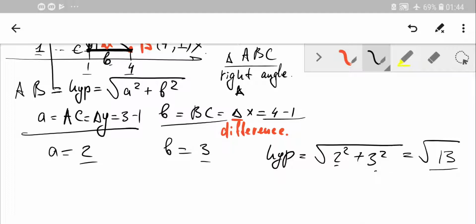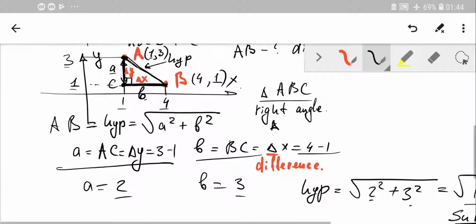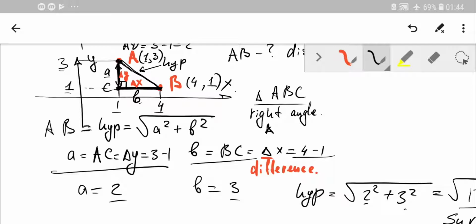So in this case, the hypotenuse becomes square root of 13, because you can't evaluate the square root to a rational number. So leave the answer as it is. That's how we can find the distance between 2 points.